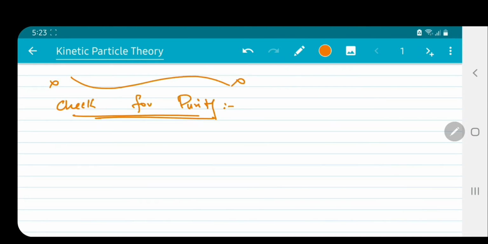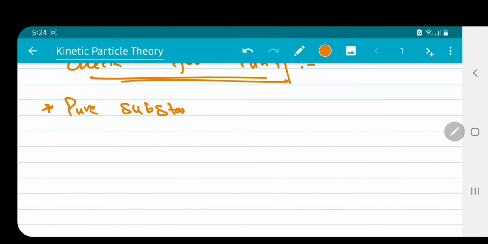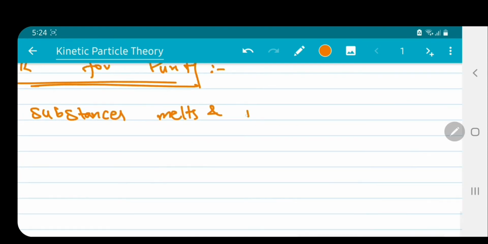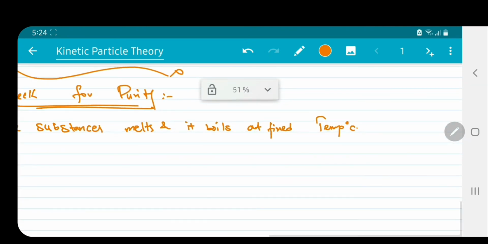Another small topic for today is the check of purity. How can we know that a particular substance is an impure substance, or it contains impurities, or it is a pure one? So there is a check for purity. For the first statement, let me explain that I'm talking about pure substances. Pure substances melt and boil at fixed temperature. So this is a statement we have to keep in mind.